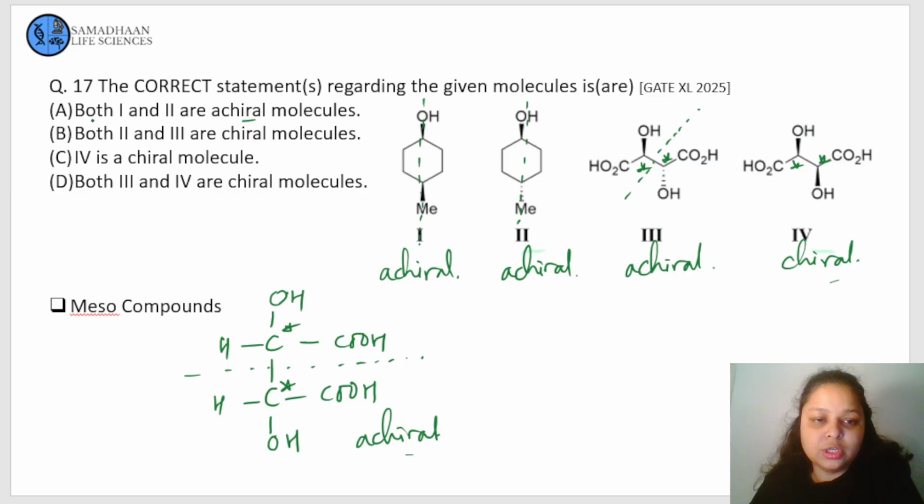So let's check the options. Both 1 and 2 are achiral molecules, right? And 4 is a chiral molecule, right? So I hope this clears the concept of stereochemistry for you.